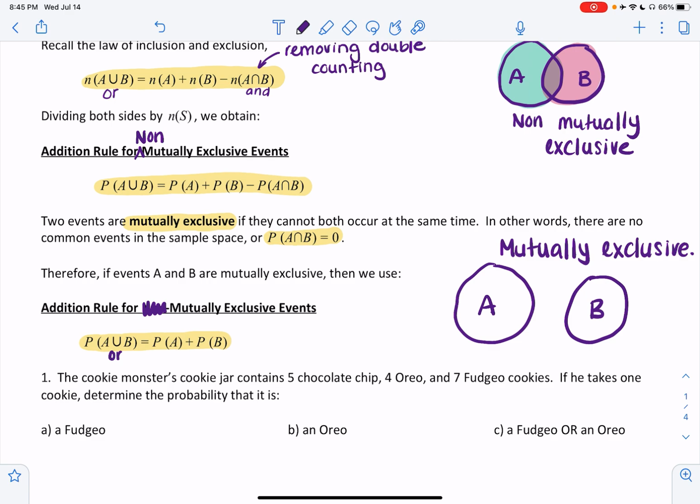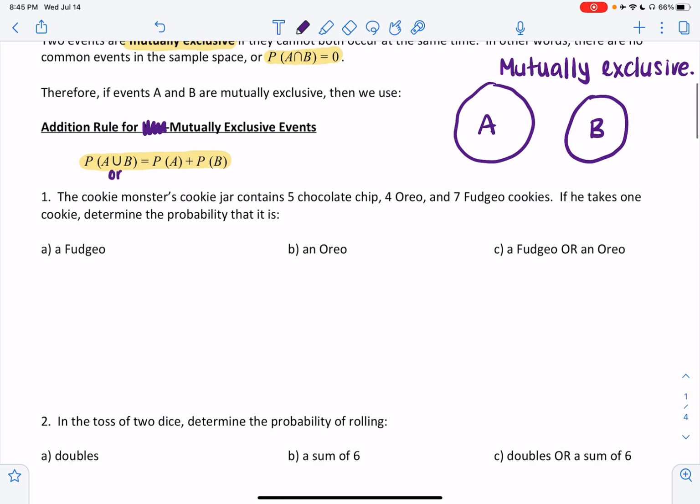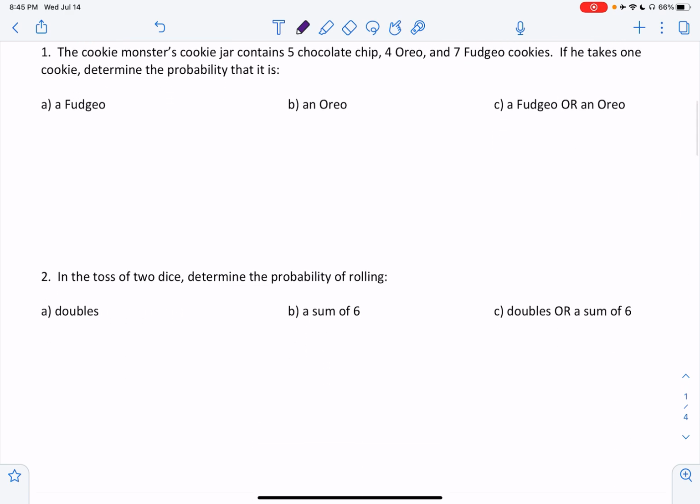So let's do some examples with this. This first one here: the Cookie Monster's cookie jar contains 5 chocolate chip, 4 Oreo, and 7 Fudgio cookies. If he takes 1 cookie, determine the probability that it is Fudgio. So first I'm going to start by defining my event. So event A would be that we choose a Fudgio.